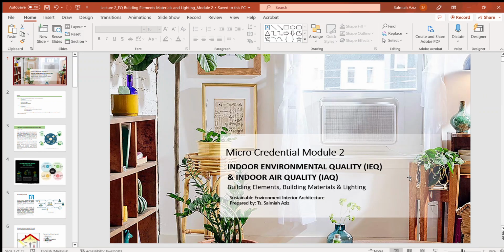Alright, so we continue to module 2 of our micro-credential. For topic 2, we look into indoor environmental quality, in short form IEQ, and also indoor air quality, IAQ. The subtopics will be about building elements, building materials, and also lighting design. For lighting, we look into green lighting, where it is sustainable.